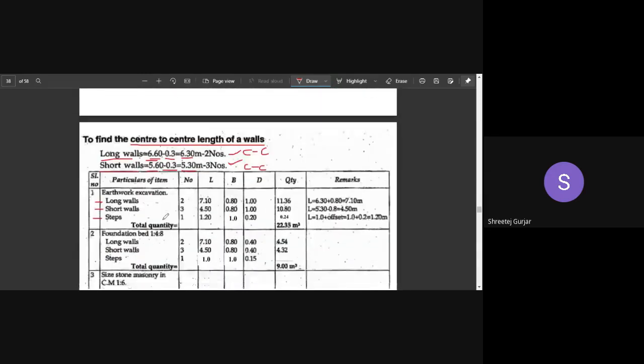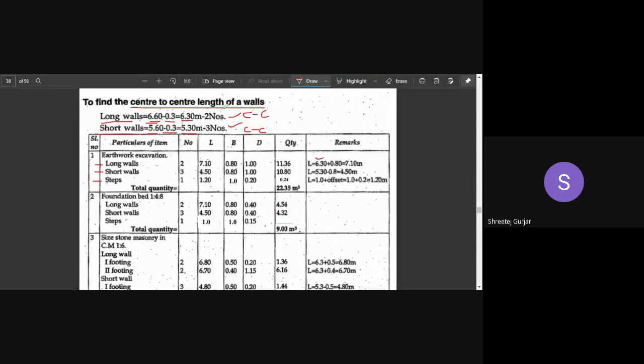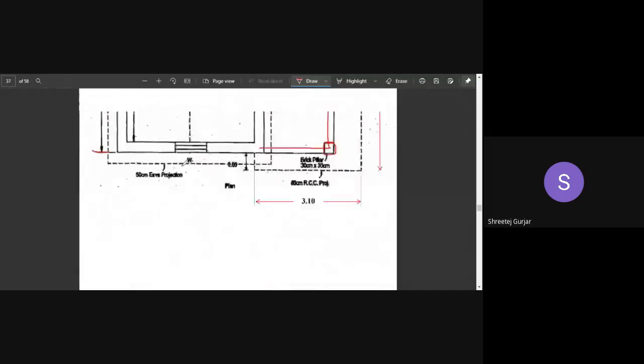So we know center to center length is 6.3, right? 6.3, and if you add your width, that is 0.8, you get your long wall length, right? 7.1, and long walls are 2 in number, and short walls are 3 in number. So why the short wall is 3 in number? If you look into our plan, so let me just zoom out.